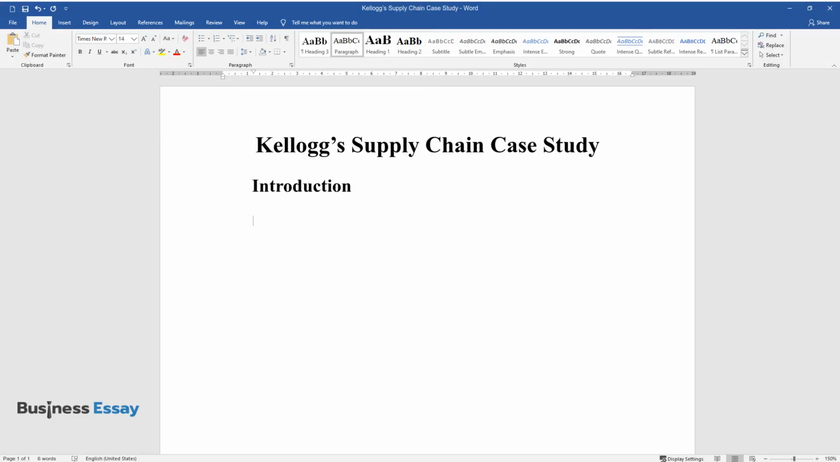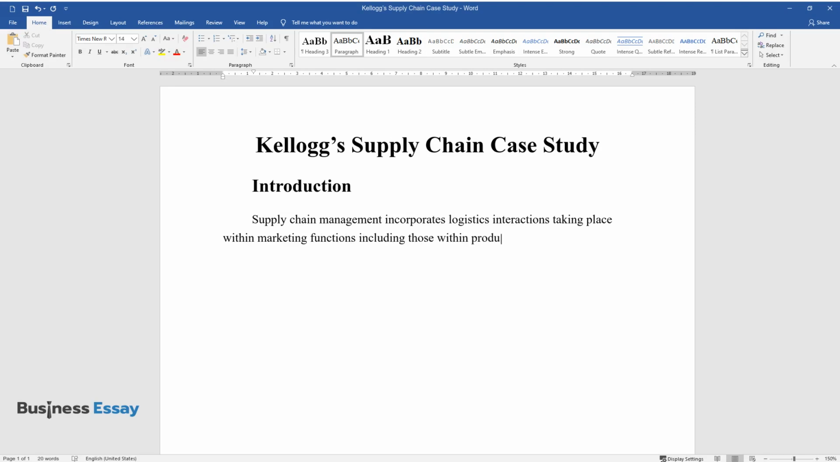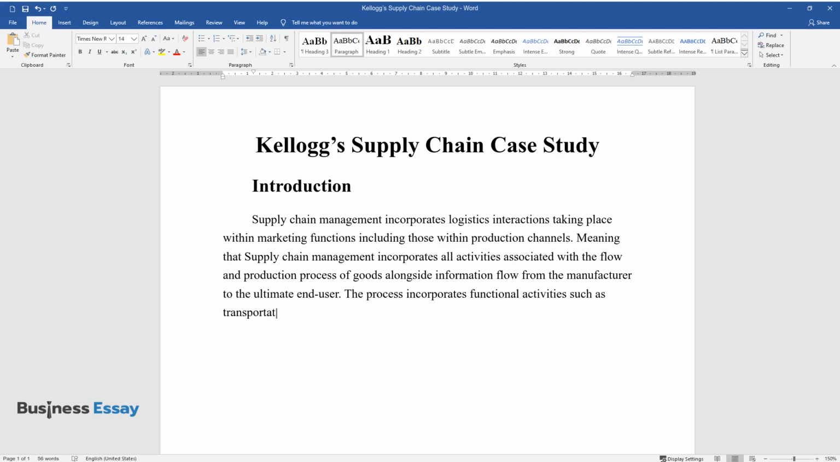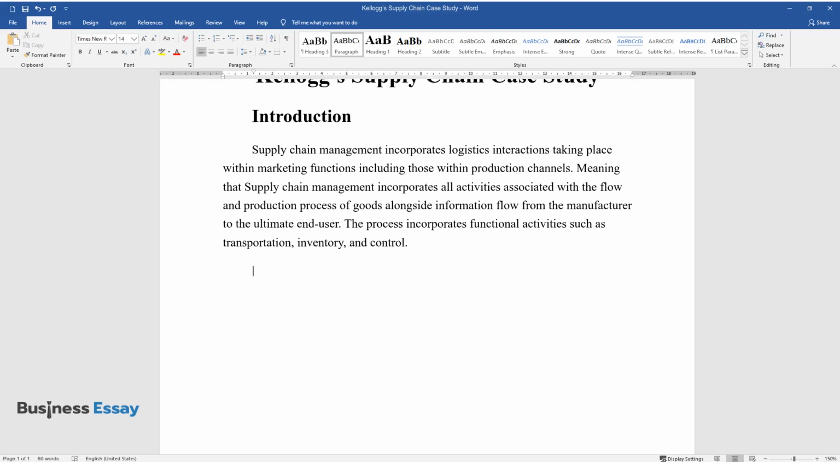Introduction. Supply chain management incorporates logistics interactions taking place within marketing functions, including those within production channels. Meaning that supply chain management incorporates all activities associated with the flow and production process of goods alongside information flow from the manufacturer to the ultimate end user. The process incorporates functional activities such as transportation, inventory, and control.